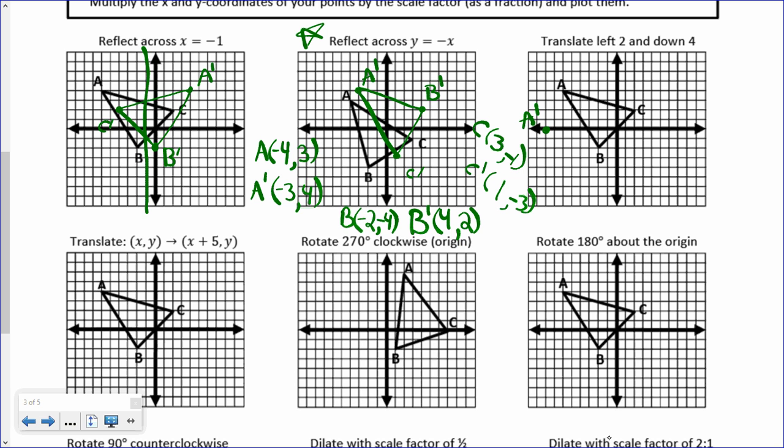You can do them at the same time. Left 2 and down 4, all in one move. Same thing for B. Left 2, down 1, 2, 3, 4. There's your B prime. Just like that. Easy peasy counting. Will we get points off for not writing the work? Yes, you will.